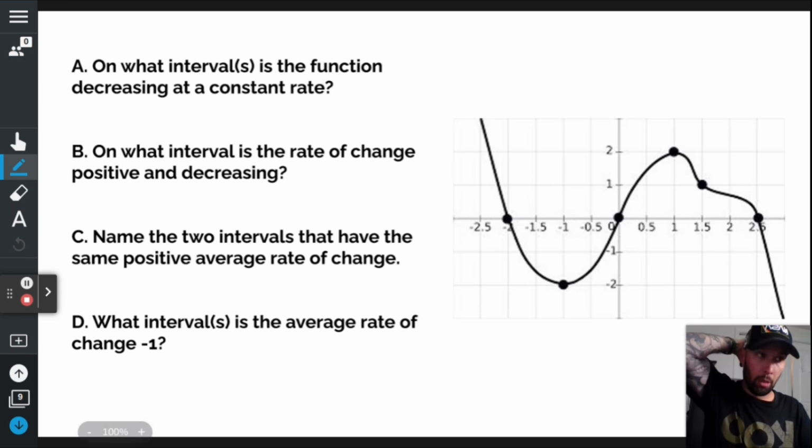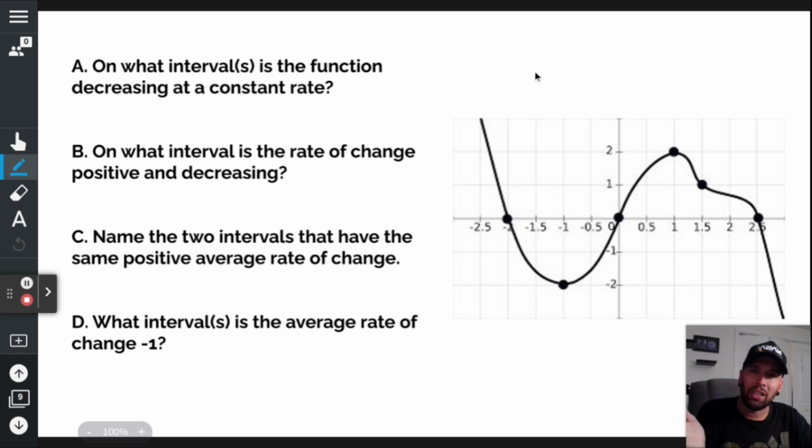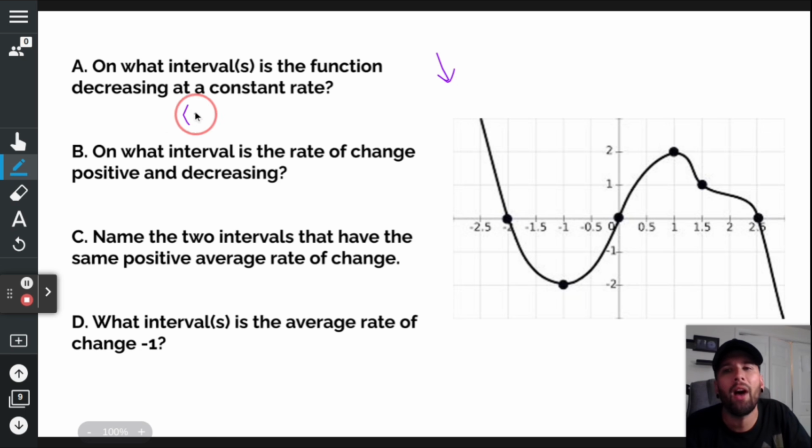Maybe 3 more. On what interval is the function decreasing at a constant rate? The function is decreasing, not the rate of change. So if the function is decreasing at a constant rate, constant implies straight line. That's happening from 2.5 to positive infinity.